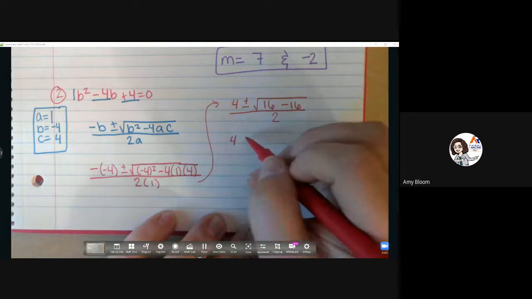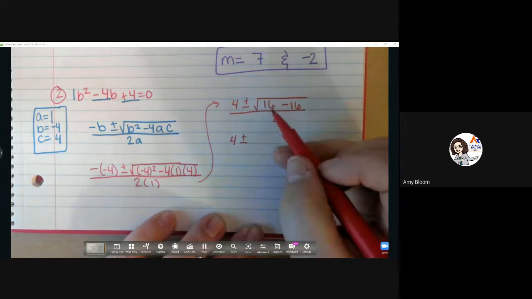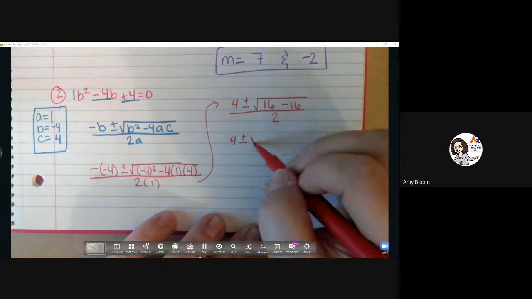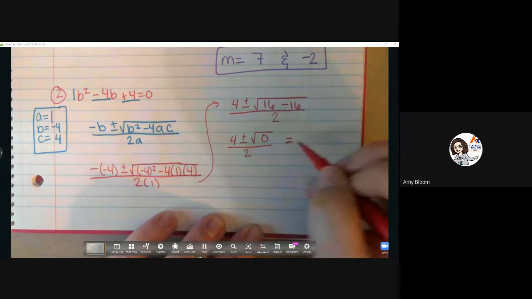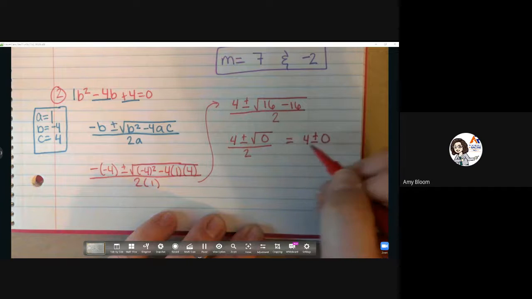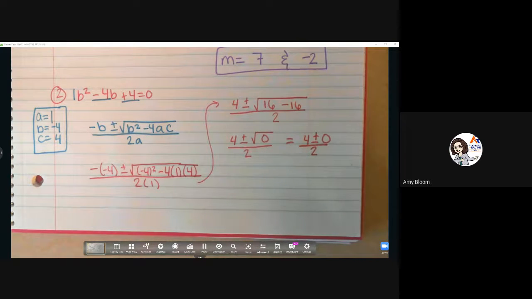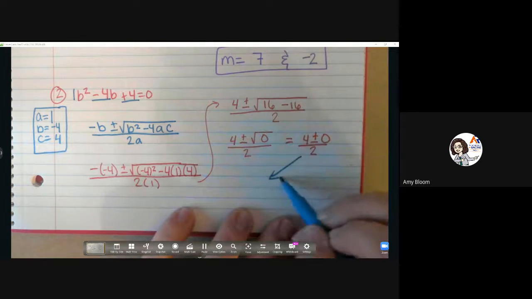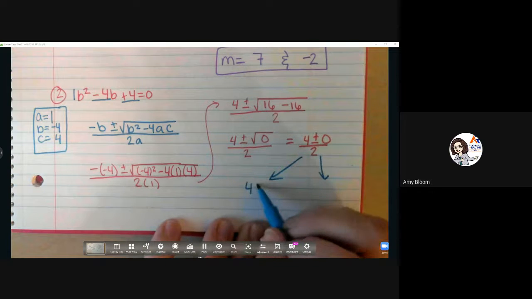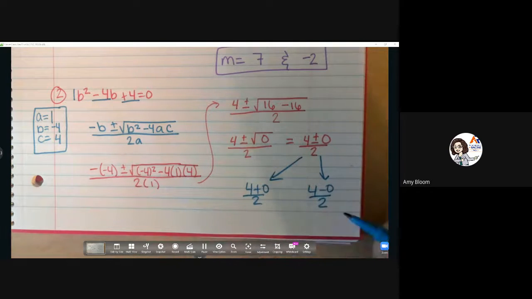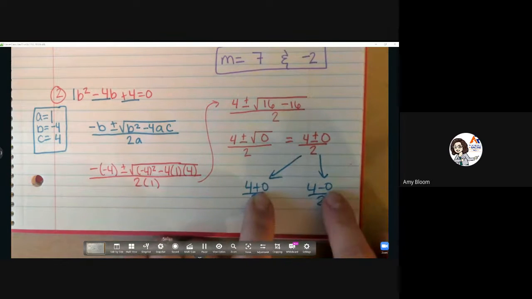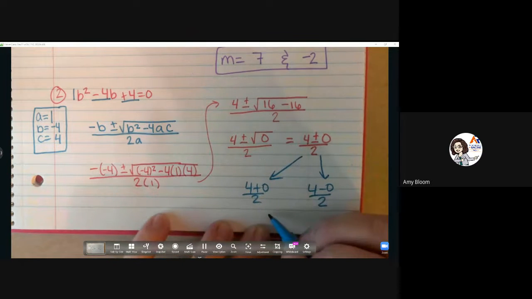So we're going to do 4 plus or minus. Now, 16 minus 16 is 0. So we have radical 0, which, as you know, square root of 0 is 0. So again, this is where we would separate it into two different pieces. So this would be 4 plus 0 divided by 2 and 4 minus 0 divided by 2. Now in this case, because it was 0, they come out to be the same, and we end up saying that B equals 2.